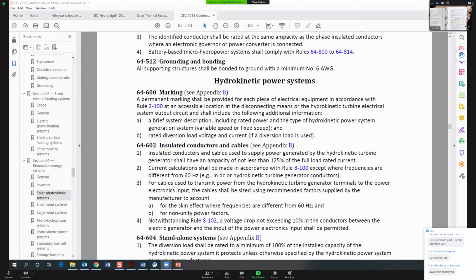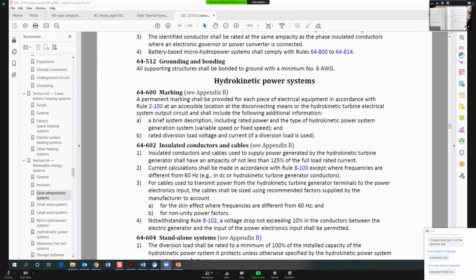Hydrokinetic, 64-602. Same thing, insulated conductor supplying power from the hydrokinetic turbine, ampacity not less than 125%. Be careful, subrule 4. Notwithstanding Rule A-102, A-102 tells you the voltage drop.